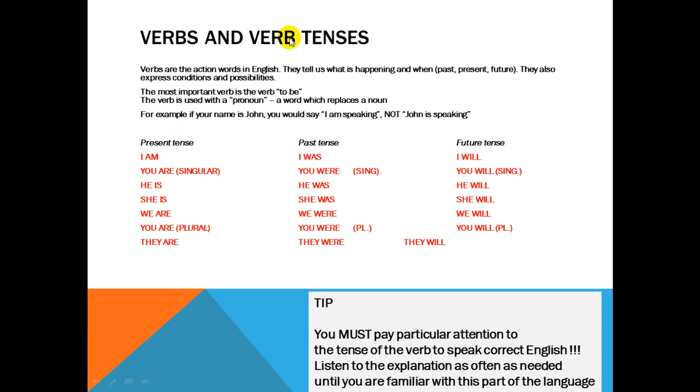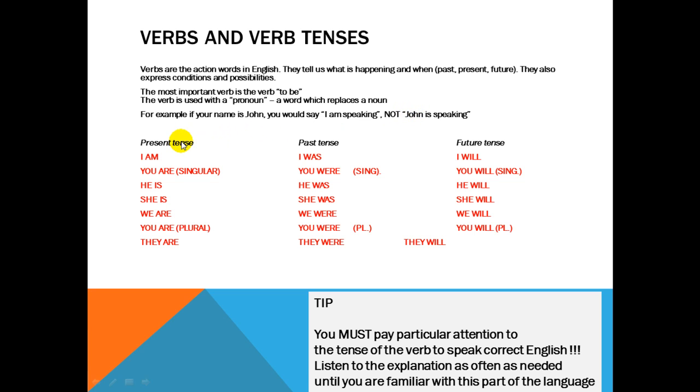Verbs and verb tenses. Verbs are the action words in English. They tell us what is happening and when, in the past, the present or the future. They also express conditions and possibilities, as we will see. The most important verb is the verb to be. The verb is used with a pronoun, that is a word which replaces a noun. For example, if your name is John, you would say I am speaking, not John is speaking. So I is the pronoun for John.